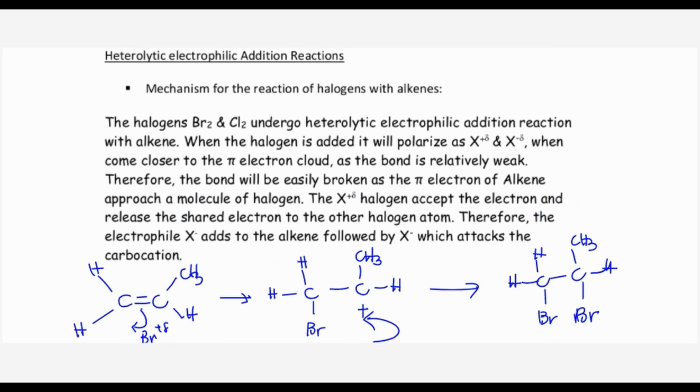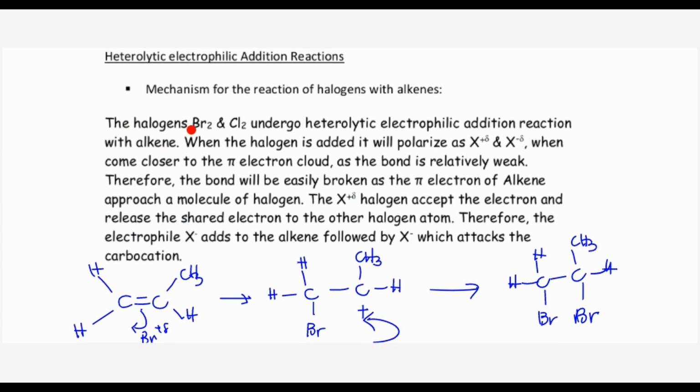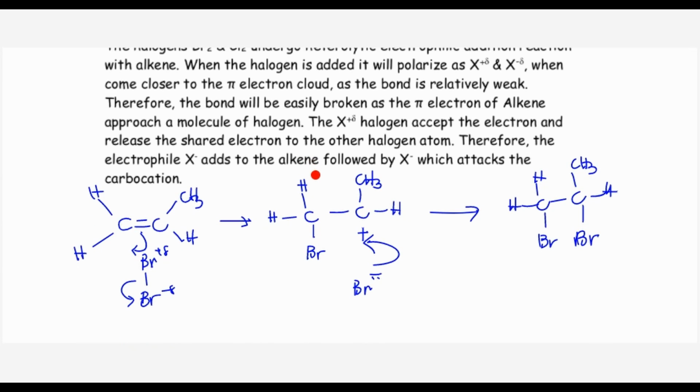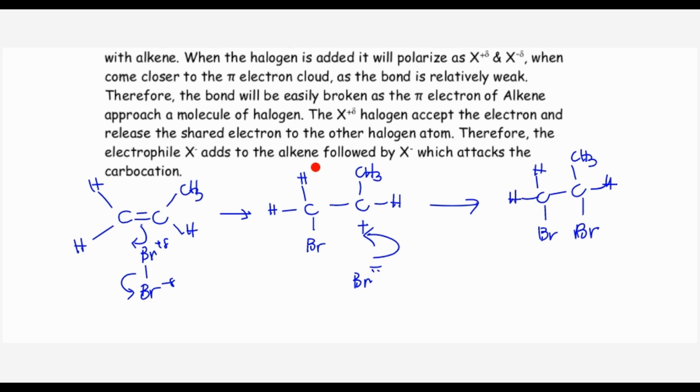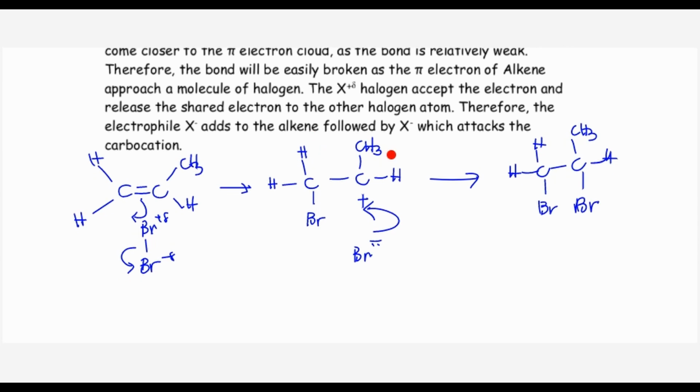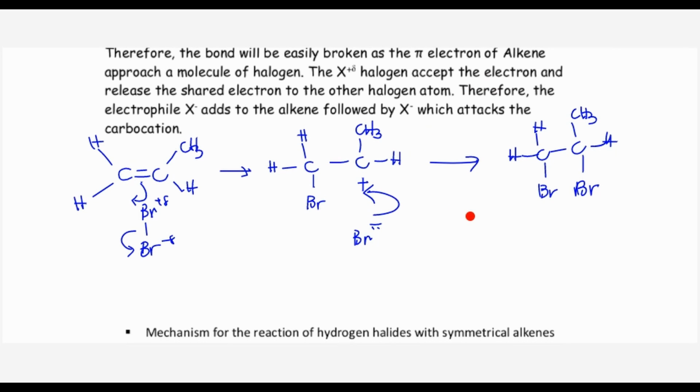So halogens, bromine and chlorine, undergo a heterolytic electrophilic addition reaction with alkenes. When a halogen comes closer to the pi electron cloud, it will polarize as delta plus and delta minus, as the bond is relatively weak. Therefore, the bond will be easily broken as a pi electron of the alkene approaches the halogen molecule. The delta plus halogen accepts the electron and releases a shared electron to the other halogen atom.